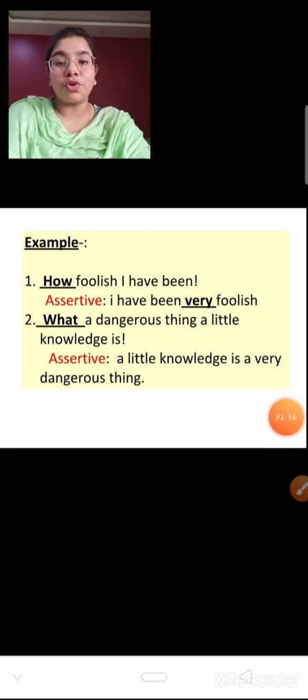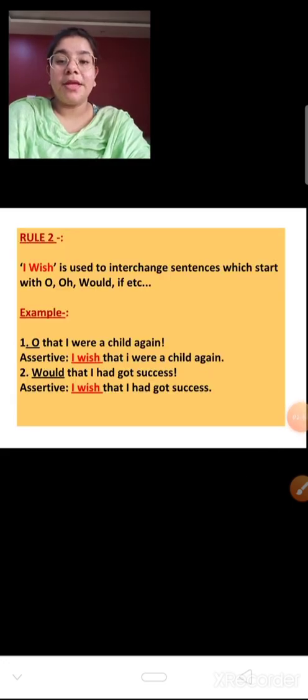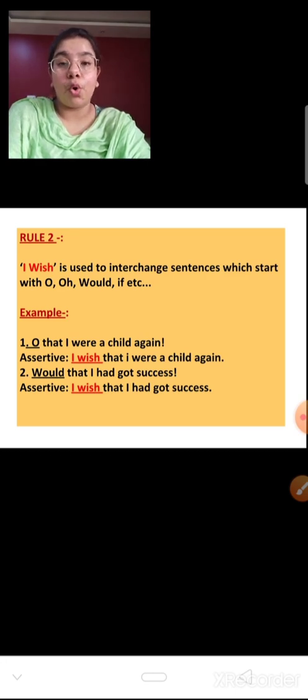Now move on to the second part. Rule number 2 says, I wish is used to interchange sentences which start with O, would, if, etc.